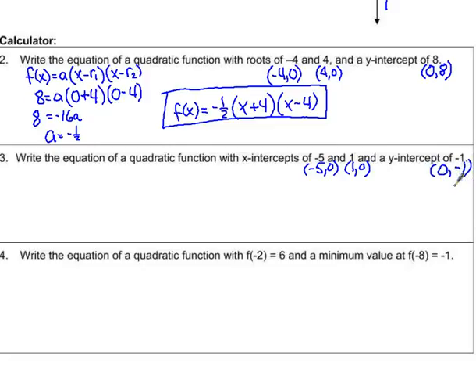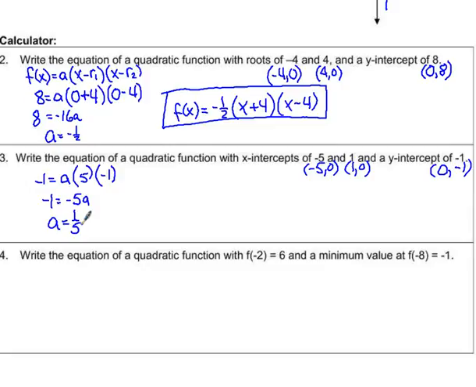Take our information and plug it into the root form of the equation. When we do, we get negative 1 is equal to a times 0 plus 5, which is 5, and 0 minus 1 gives us negative 1. Simplify, and we get negative 1 is equal to negative 5a. Divide, and we get a is equal to 1/5.